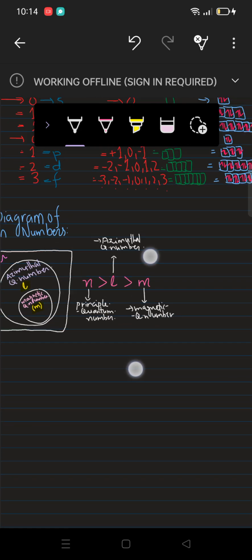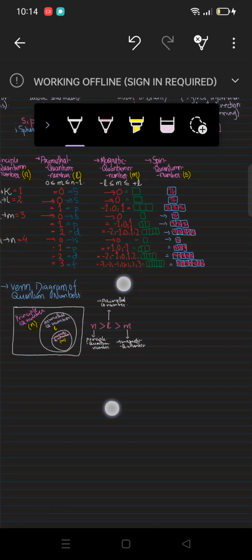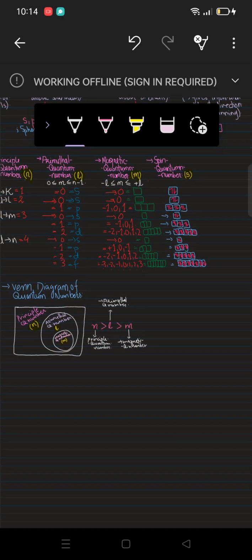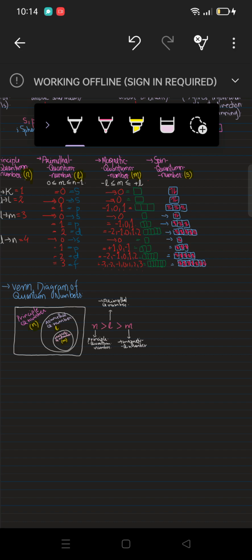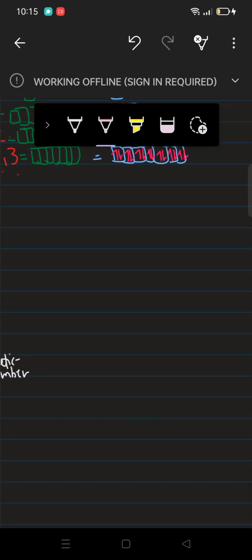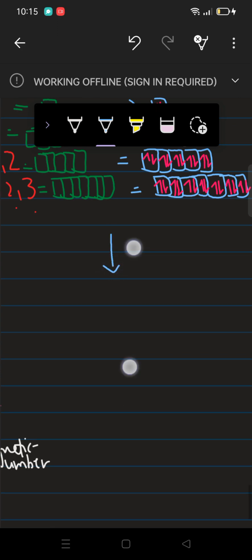Now we have understood what that theory explained: the principal quantum number is the superset, the azimuthal quantum number is a subset of it, and the magnetic quantum number is a subset of the azimuthal quantum number. Now we are going to discuss the last topic of this quantum number series. In the next video we'll start discussing electronic configuration. So this is our very last video on quantum numbers. Now we are going to discuss Pauli's exclusion principle, which plays a very important role.